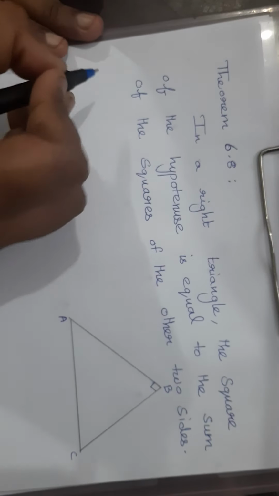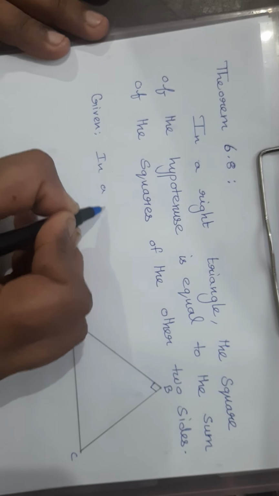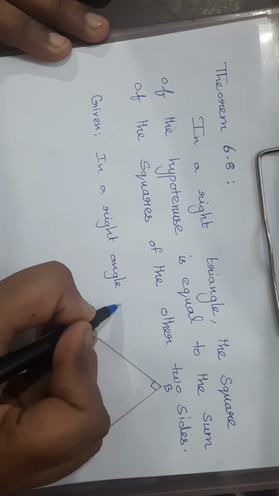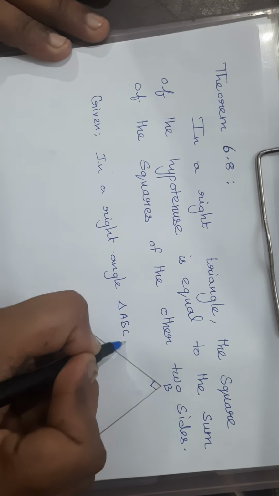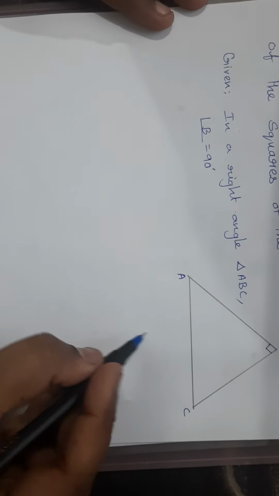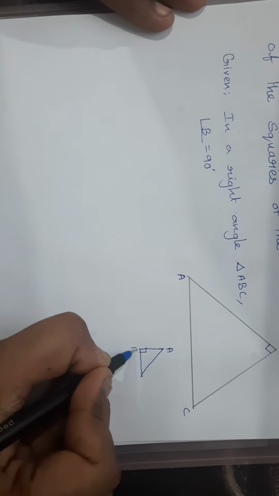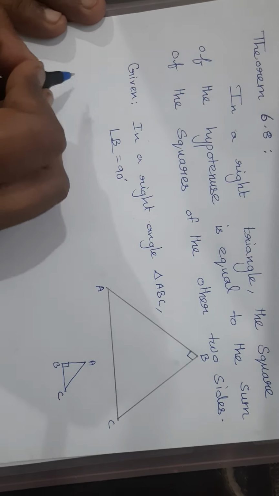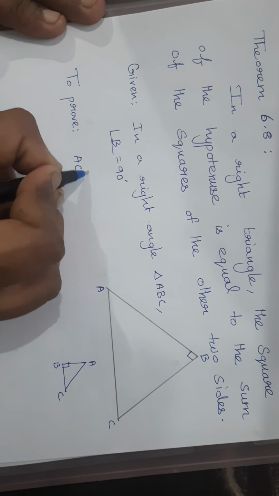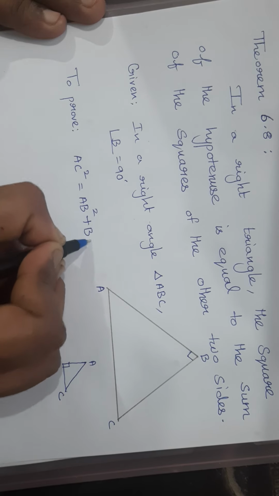So now we will write the given. What is given means, in a right angled triangle ABC, angle B is 90 degrees. That means this is the right angle triangle, angle A, B, C. So, what are you going to prove? AC square equals AB square plus BC square.